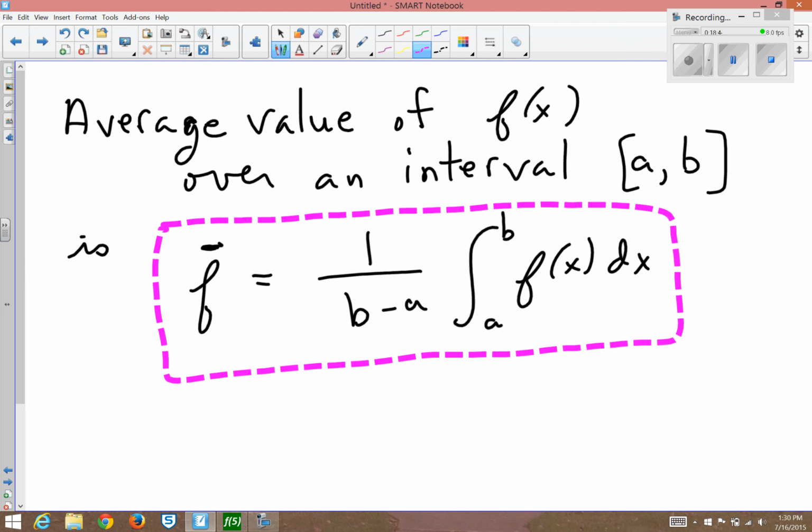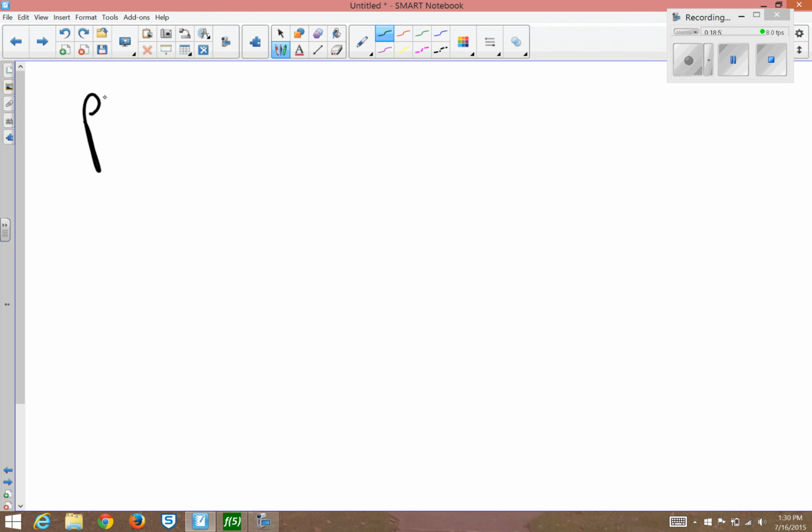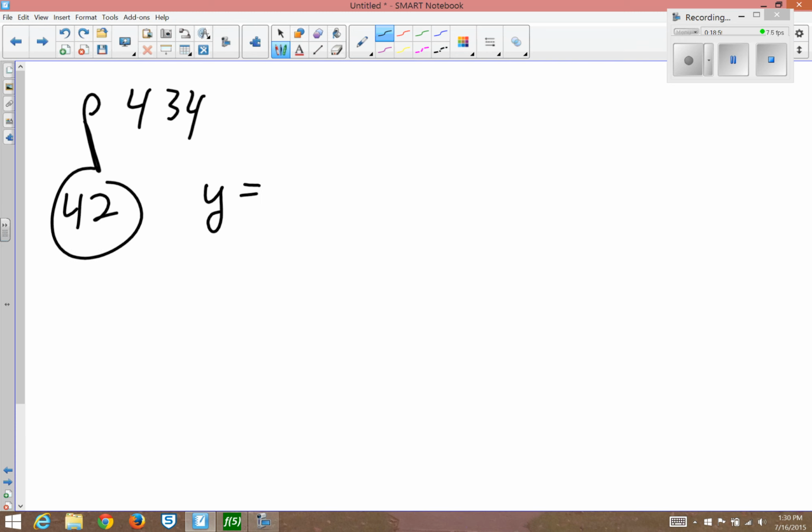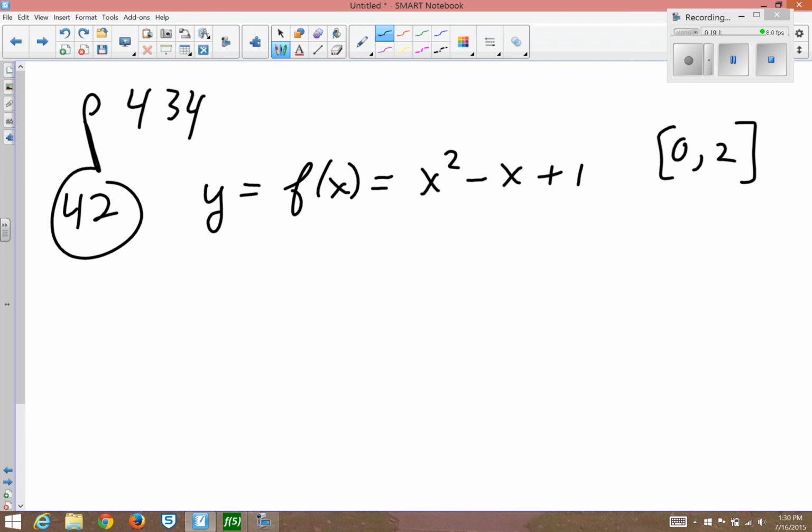So I'll do one example, because they're all the same pretty much. It's page 434, exercise 42. Y, which could be called f of x, does not say that in the book, but it's the same thing, equals x squared minus x plus 1. And the interval is from 0 to 2. The directions are to find the average value of this function over the interval from 0 to 2.